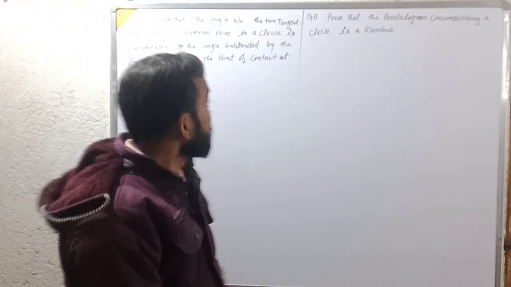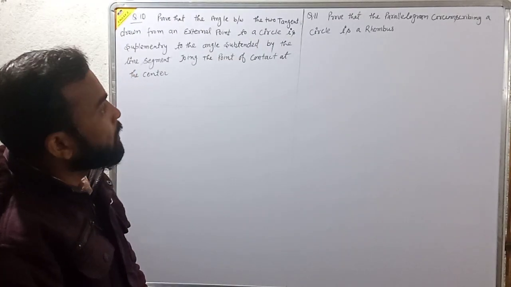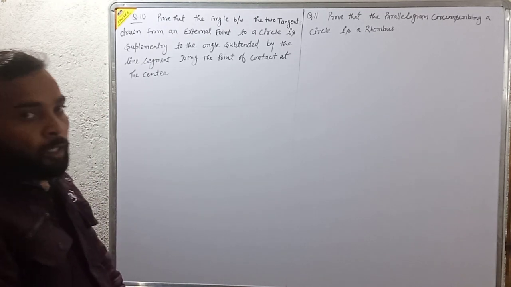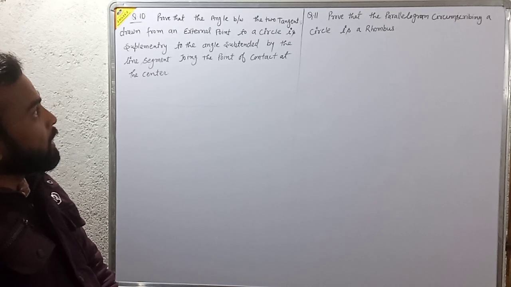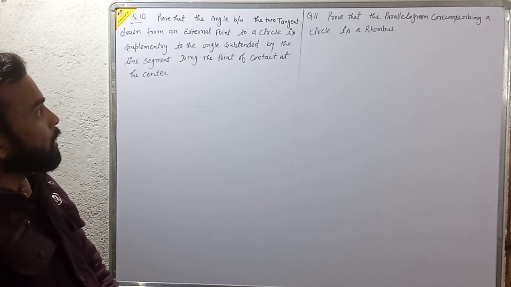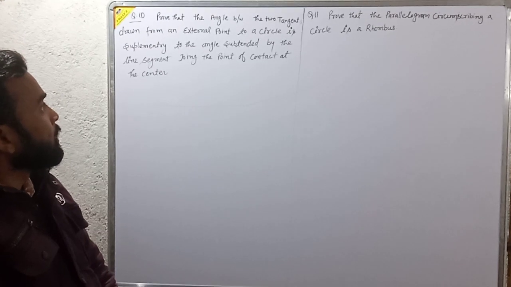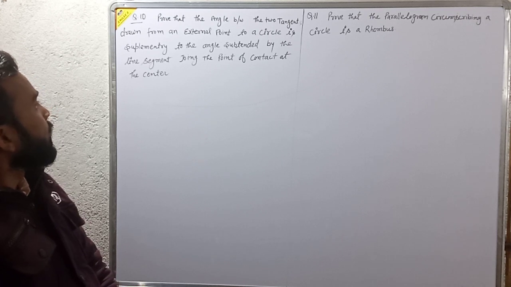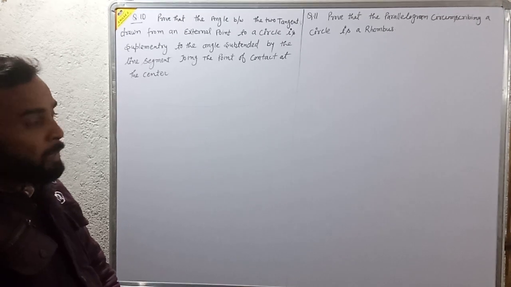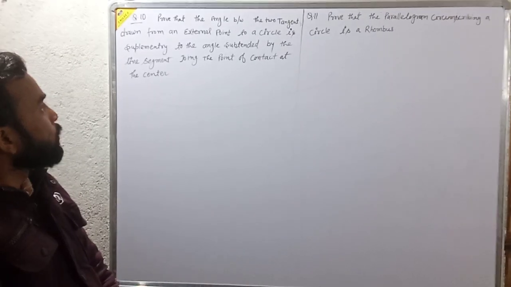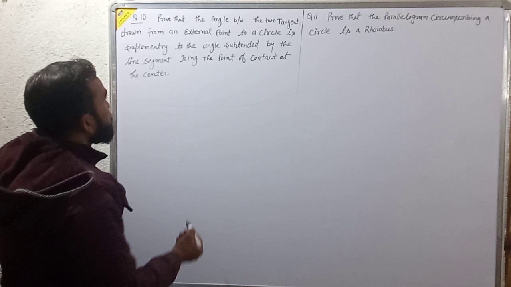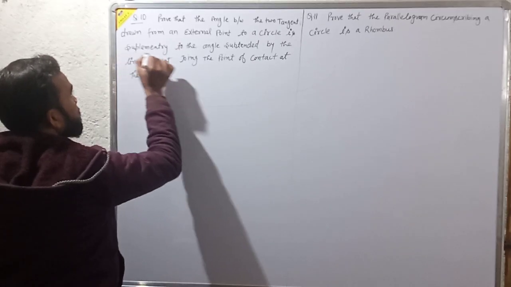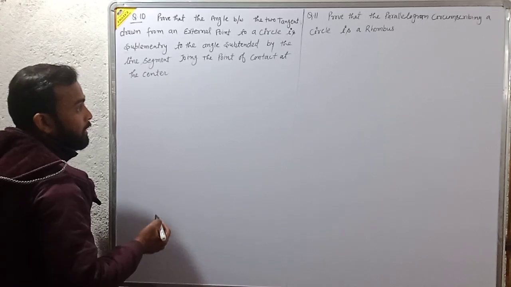Now we have to solve question number 10 and 11 of exercise 10.1. Question number 10 is: prove that the angle between the two tangents drawn from an external point to a circle is supplementary to the angle subtended by the line segment joining the point of contact at the center. Supplementary means any two angles whose sum is 180 degrees. Clear? This means the sum of the two angles is equal to 180 degrees.